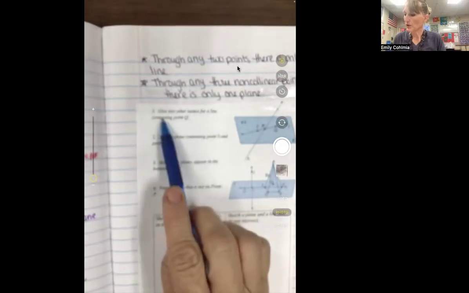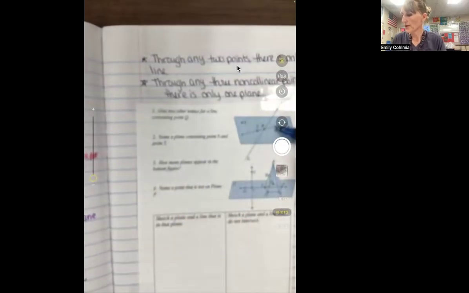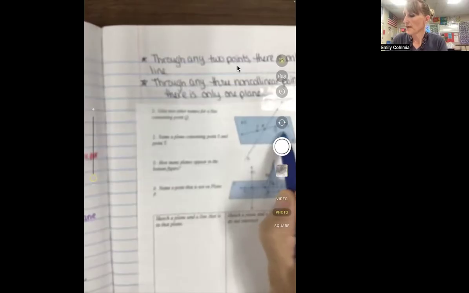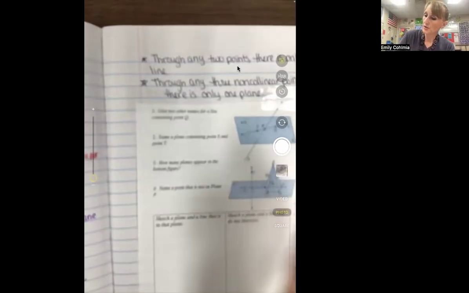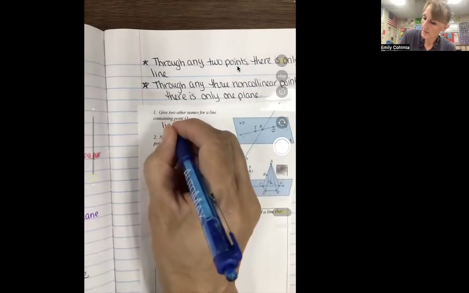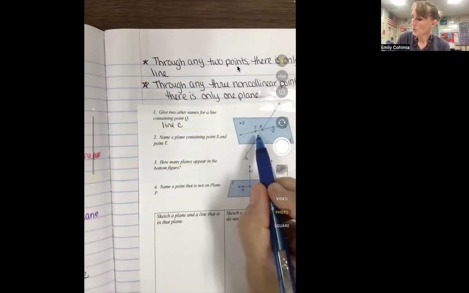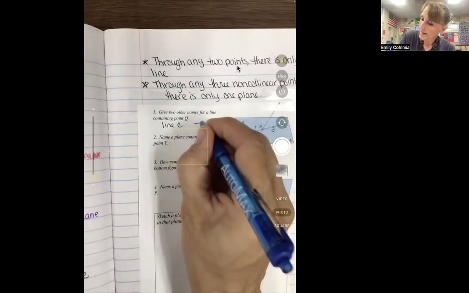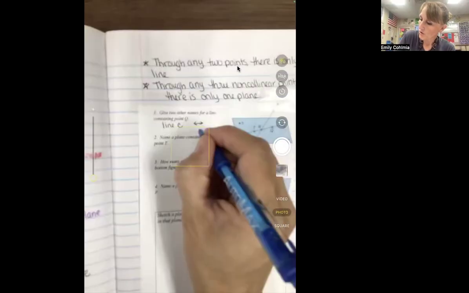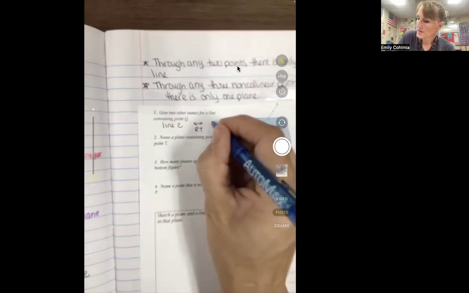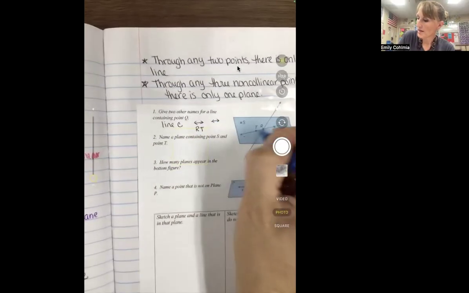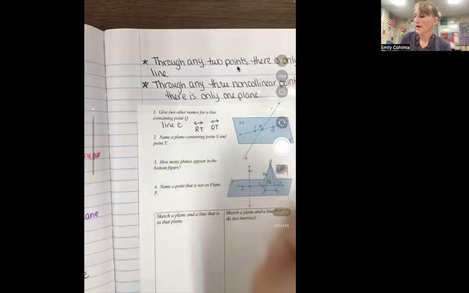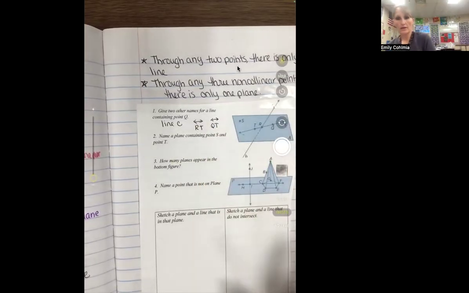Okay, so the first one says, give two other names for a line containing point Q. So point Q is right here. Some ways that we could name this, of course, we can name it with the lowercase script, so we could say line C. We can also name it with different points. So if we know that this is a line containing point Q, we could say that this is line RT. We could say that it is line QT. Lots of different ways that we could name that line.